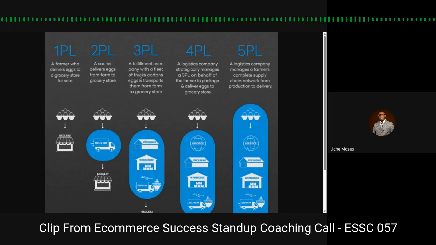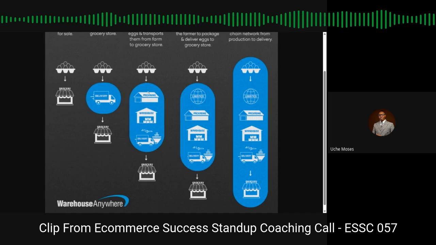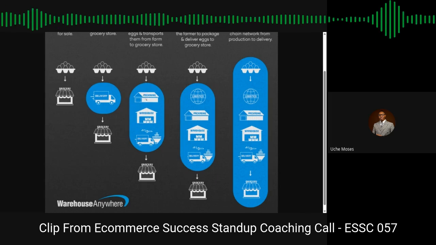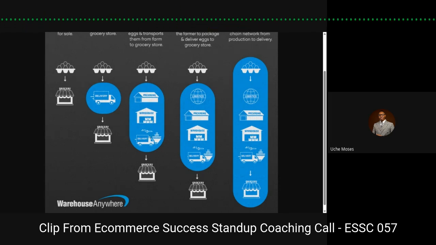Now, 3PL is when a fulfillment company with a fleet of trucks takes cartons of eggs and transports them from the farm to the grocery store. This is you. Now, the delivery agents you are using, they are storing your products. Number 1, they are storing, which is warehouse. They are packaging it for you, and then they are delivering it for you. Can you see the point? They do all these things for you.